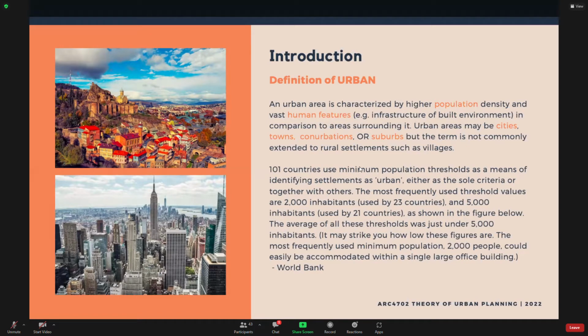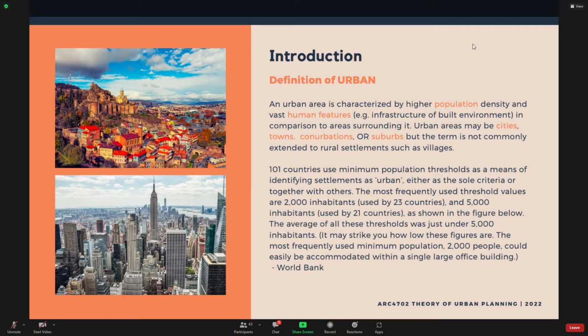And if you look at the first picture, it is quite dense. You can see buildings, the built area, there are vast human features. So again, let me read the characteristic of an urban area. It is characterized by higher population density and vast human features. When we talk about vast human features, for example, the infrastructure of the built environment. There are lots of buildings there, maybe schools, offices, hospitals, temples or a church or something like that. So those are human features in comparison to the areas surrounding it.